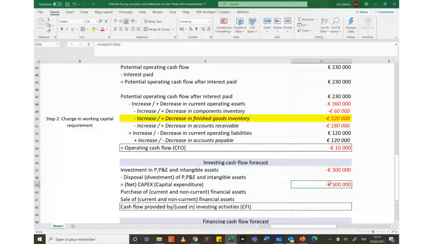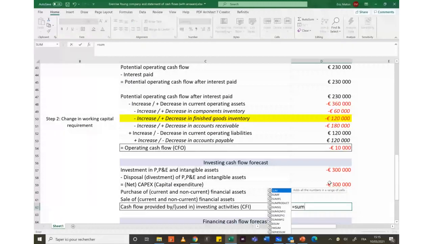We don't purchase some financial assets. We don't sell some financial assets. So here we have only the net capex in the investing cash flow.